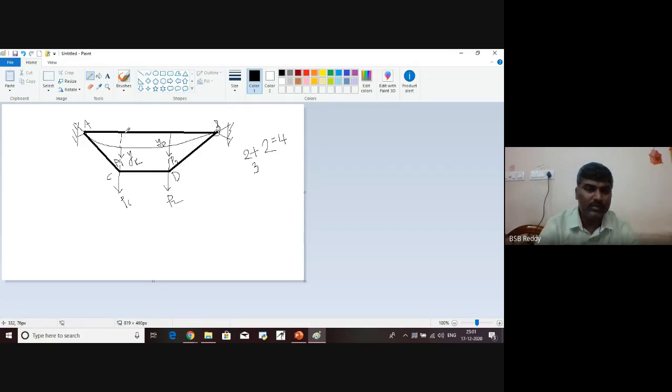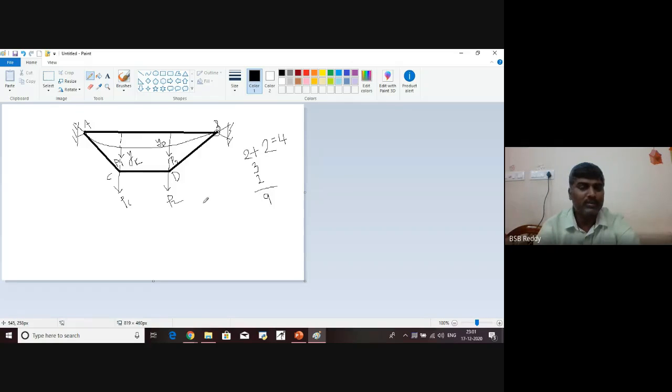Along with that, there are two geometric unknowns, YC unknown and YD unknown. Two geometric unknowns. So total how many? 4 plus 3, 7, plus 2. Total 9 unknowns. Okay. Now let us estimate the equations.